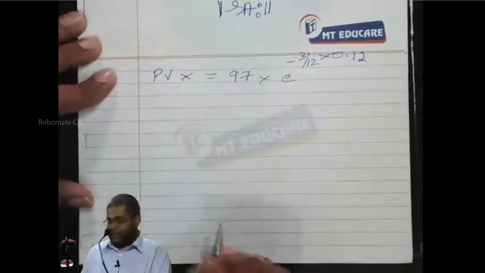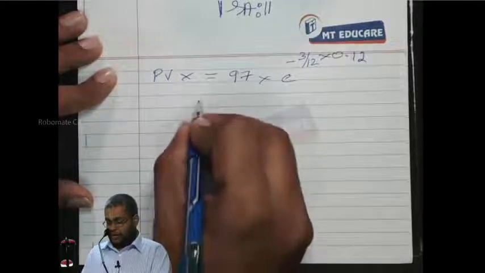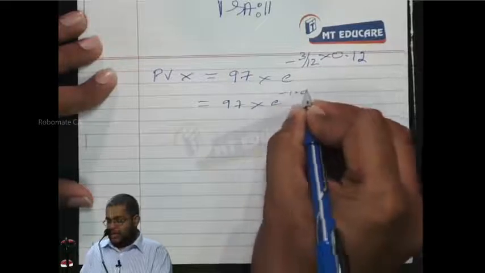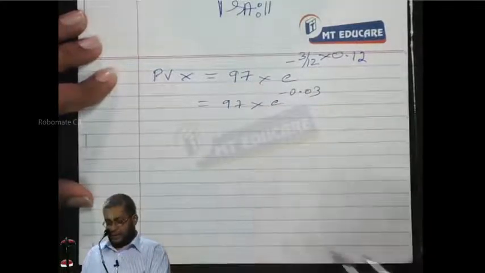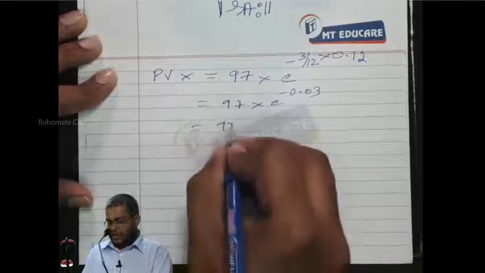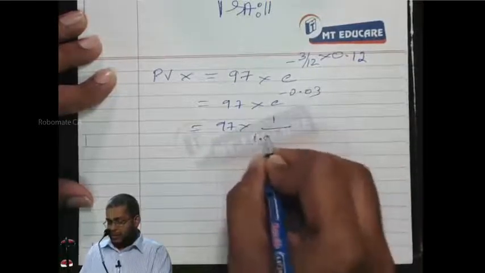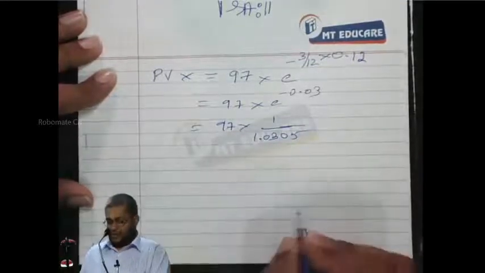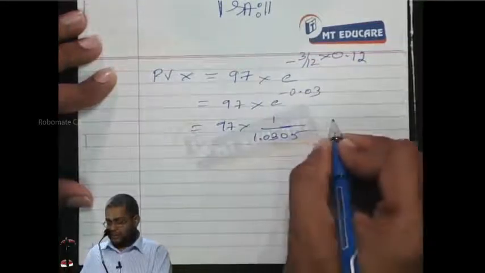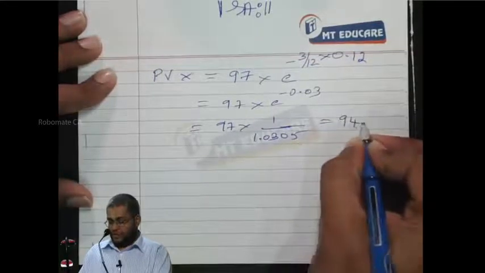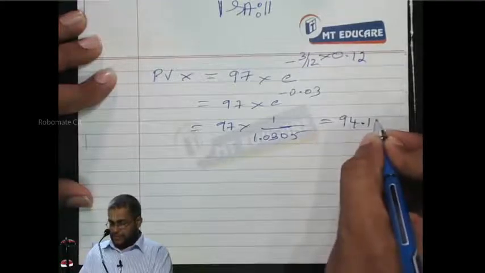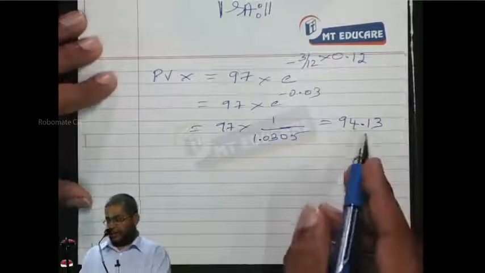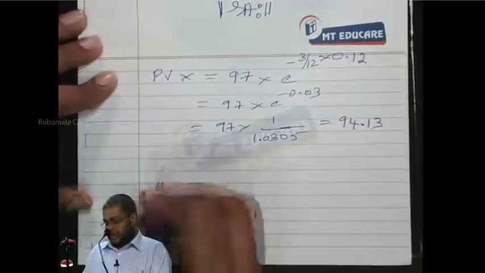97 into e power minus 3 by 12 into 0.12, which is equal to 97 into e power minus 0.03. Yes or no? And e power minus 0.03 is equal to 1 by 1.0305. Already we calculated earlier. Yes or no? 97 into 1 by 1.0305 is equal to how much? 94.13. Okay, I believe your numbers. 94.13.